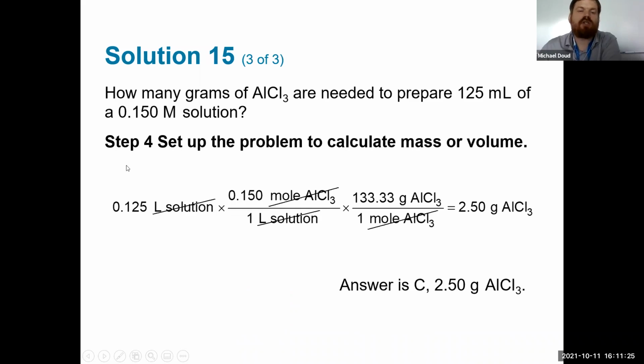So those are our two conversion factors. We have 0.125 liters of solution. We know that there's 0.150 moles of aluminum chloride for every 1 liter of solution. Liters of solution cancel out. It's then 133.33 grams of aluminum chloride per 1 mole of aluminum chloride. Moles of aluminum chloride cancel out. There's our answer, 2.50 grams of aluminum chloride.